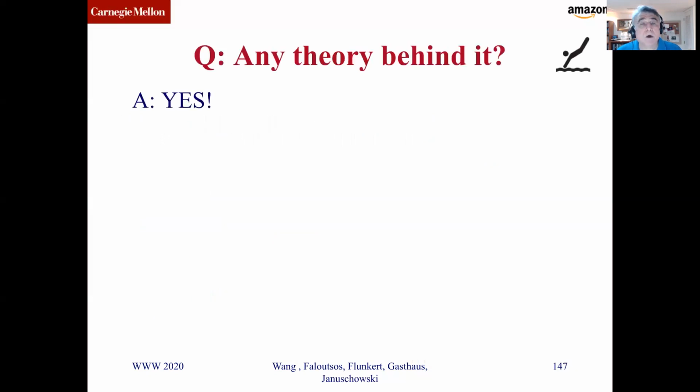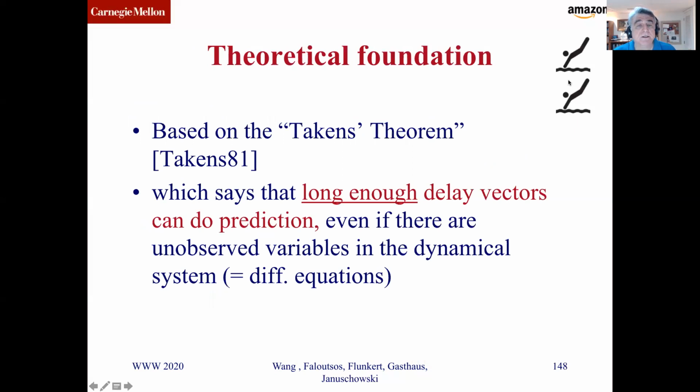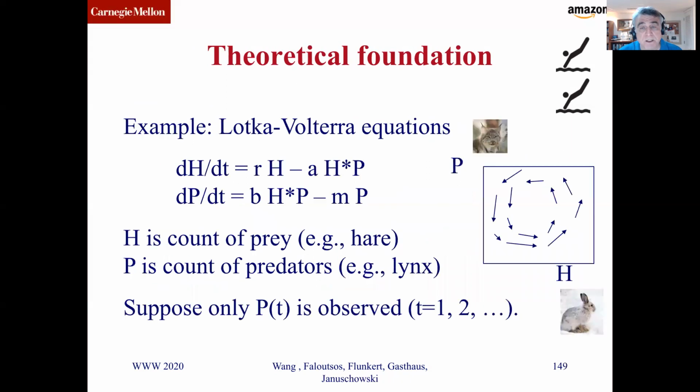So how does this work at all? It seems to make sense, but is there a theory behind it? And now we're doing a deep dive, right? The answer is there is a theory, the Takens theorem, which says that if you have a long enough history of whatever quantity you want to measure, then you can do good forecasting even if there are other unobserved variables. So let me give you an example.